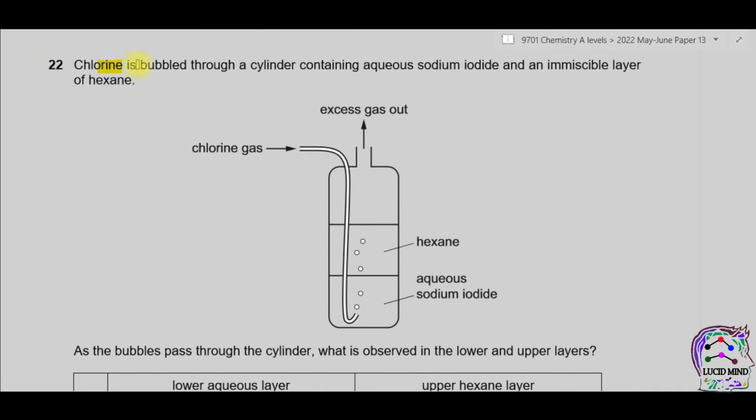Question 22. Chlorine is bubbled through a cylinder containing aqueous sodium iodide and an immiscible layer of hexane. As the bubbles pass through the cylinder, what is observed in the lower and upper layers? In the lower layer we have aqueous sodium iodide, while in the upper layer we have hexane, and chlorine gas is bubbled into the lower layer first and then goes into the upper layer. Excess gas goes out from this part.